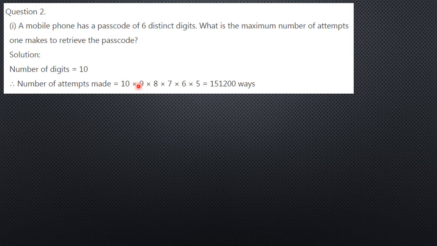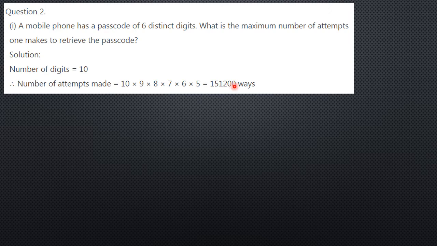Remaining there are 9 chances for the second place. Similarly, up to the 6th place, only 5 chances. So multiply all the numbers because we want to fill all the places, not any one place. So choose all the places, therefore use multiplication because it is an AND condition.